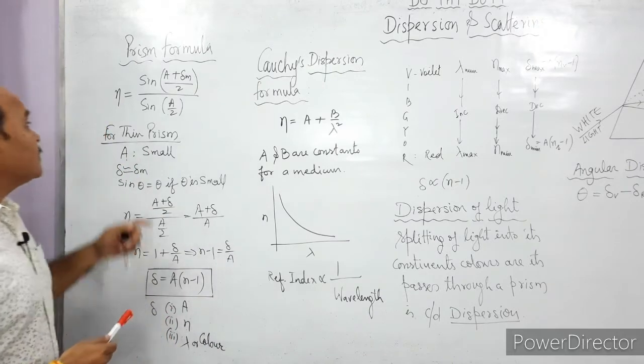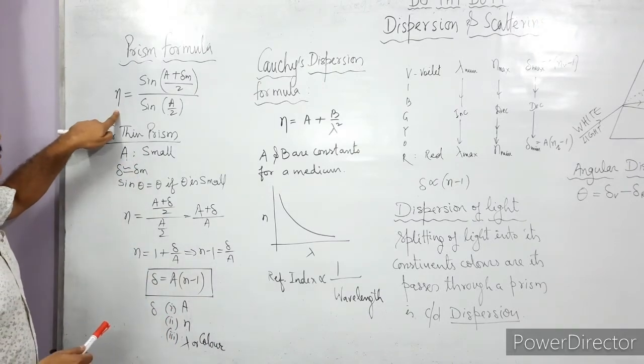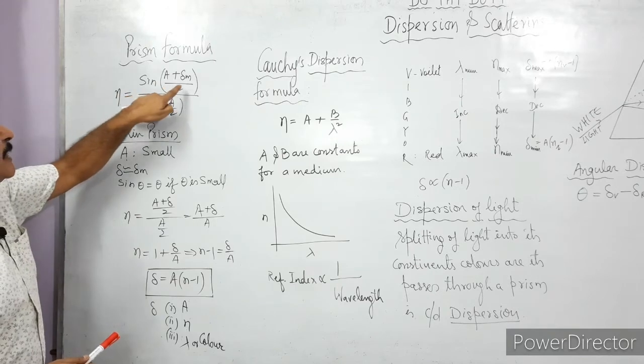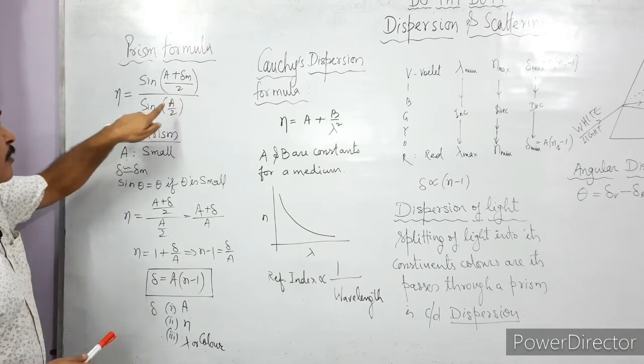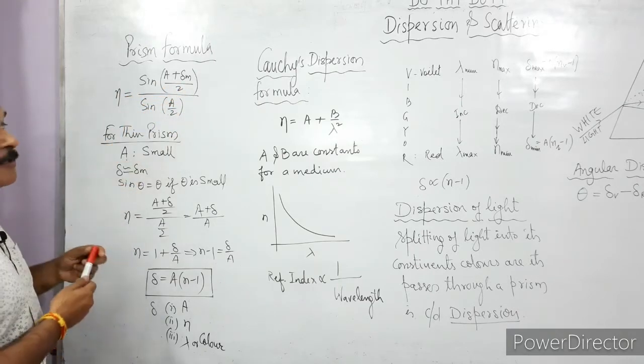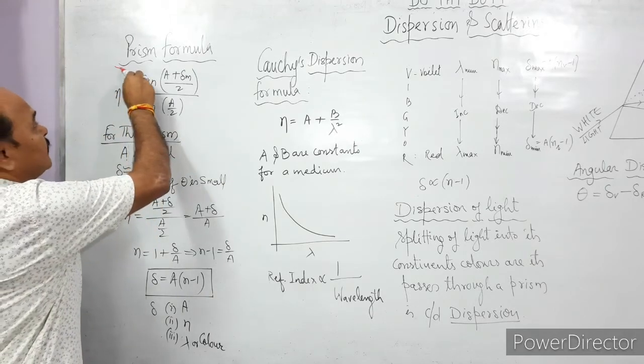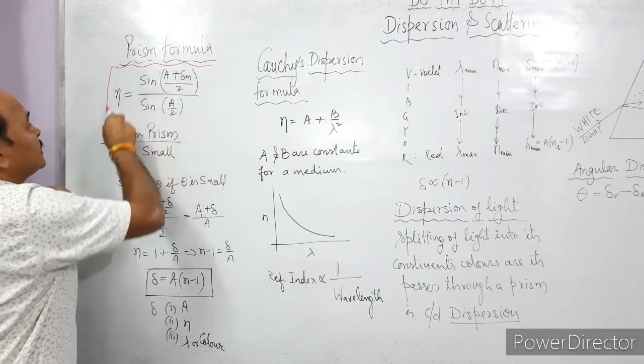Well, children, this was the prism formula. n is equal to sine of (A plus delta m) upon 2, upon sine of A by 2. This is the very famous prism formula we deduced in the last class.